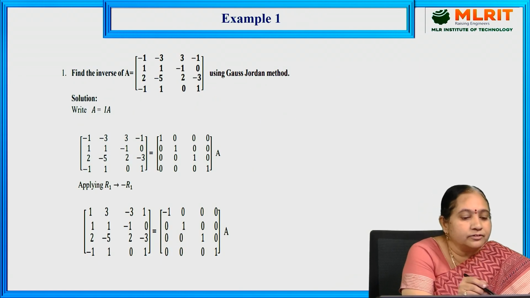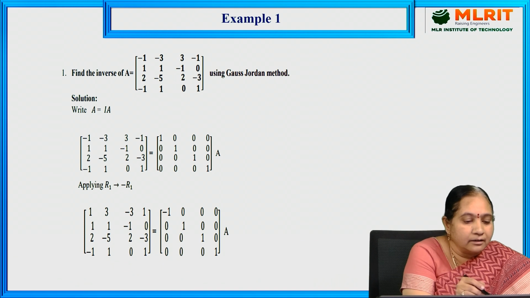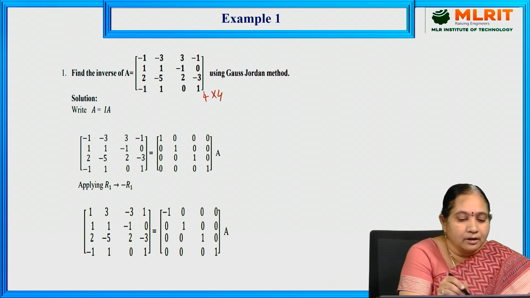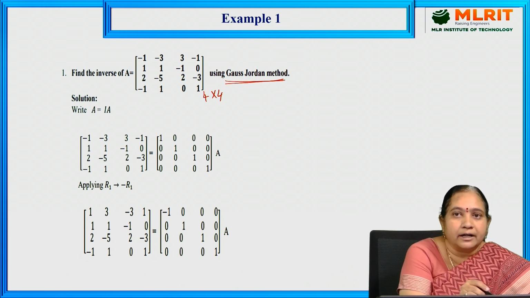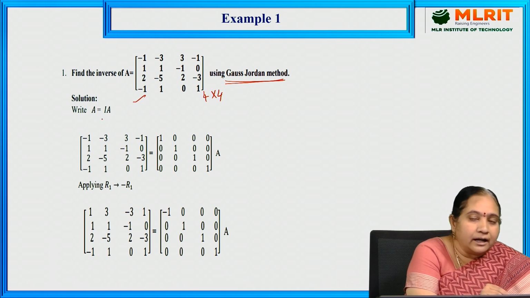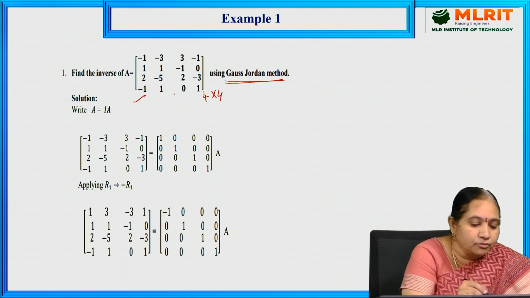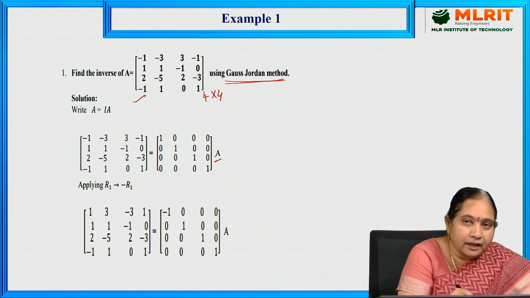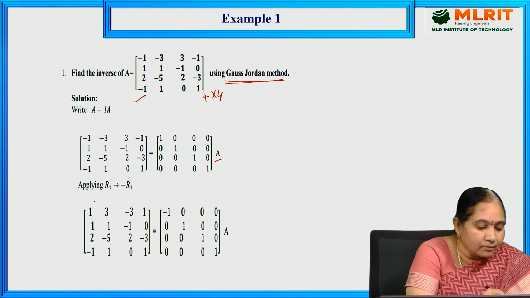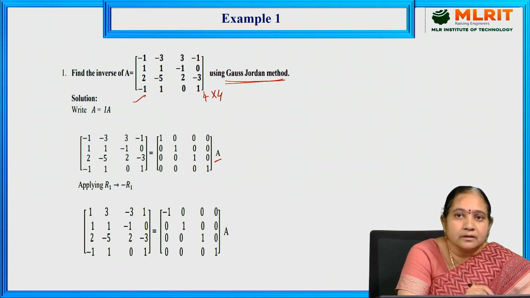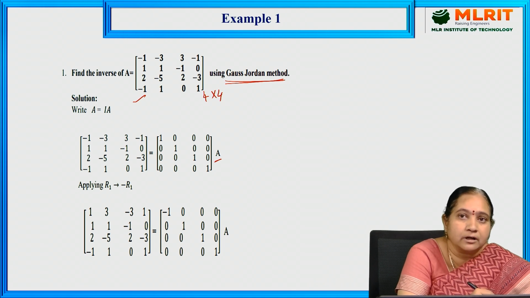Find the inverse of the matrix A. Here we are taking a fourth order matrix, using the Gauss Jordan method. So we first write the given matrix in the form A equals IA. A is the given matrix, I is the identity matrix of order 4, and A is again the given matrix, which we write as A only. Now apply row transformations. First step is to reduce into echelon form, that is upper triangular matrix.